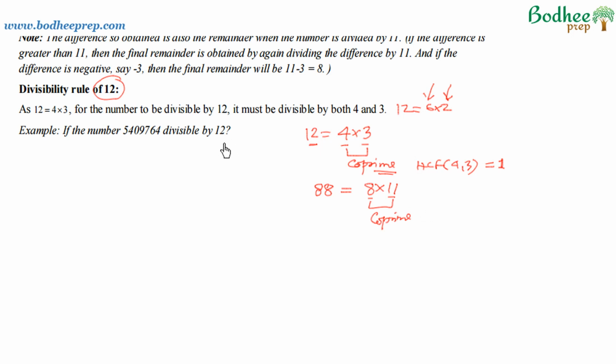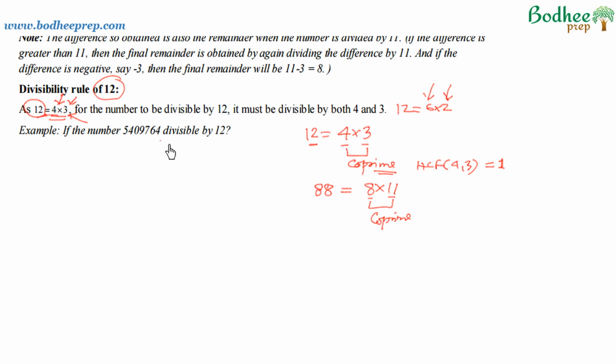So let's come back to the divisibility rule of 12. We have to break it into two factors such that they are co-prime, and we should also know the divisibility rule of those factors. Similar to 6, we use the same logic here: if the number is divisible by both 4 and 3, then we can say that the number is divisible by 12. For the divisibility rule of 4, we check the last two digits, and for the divisibility rule of 3, we need the sum of the digits to be divisible by 3.